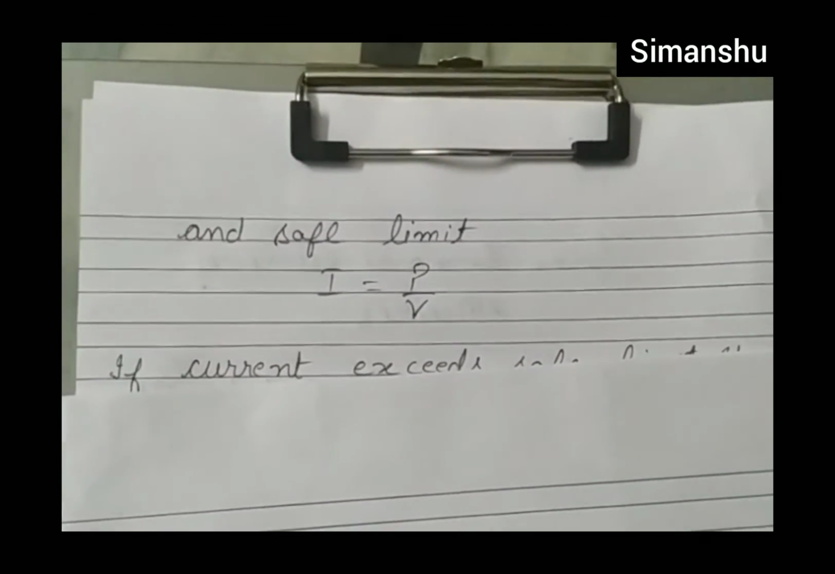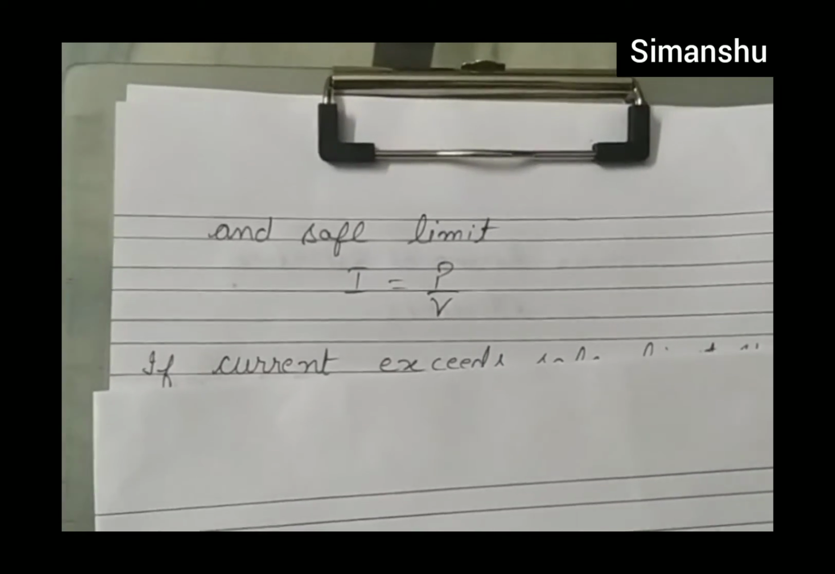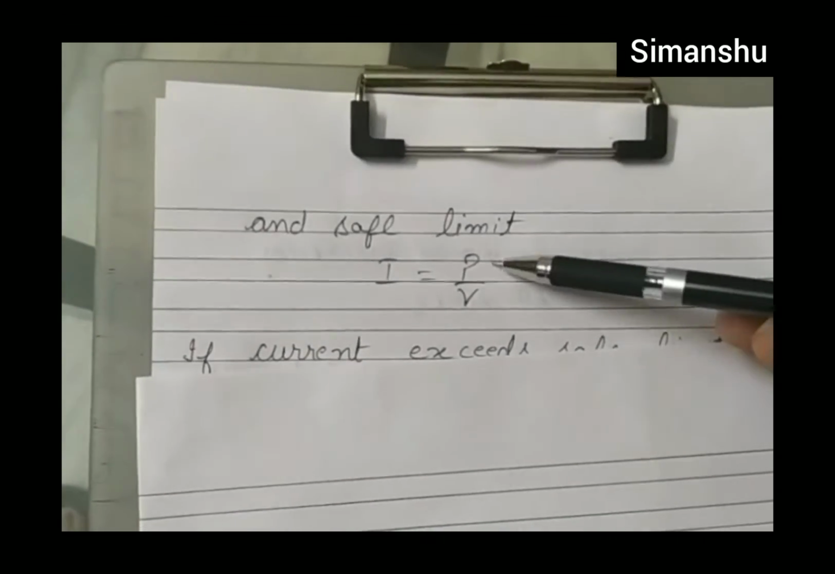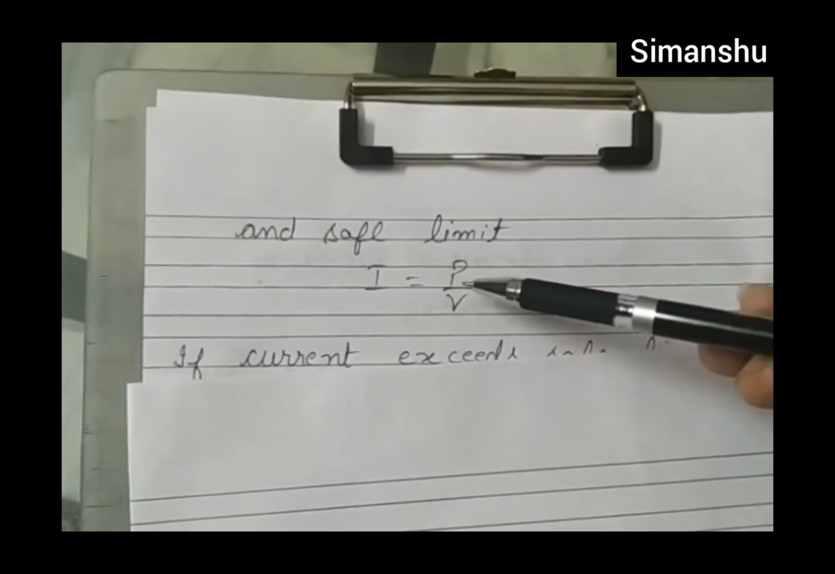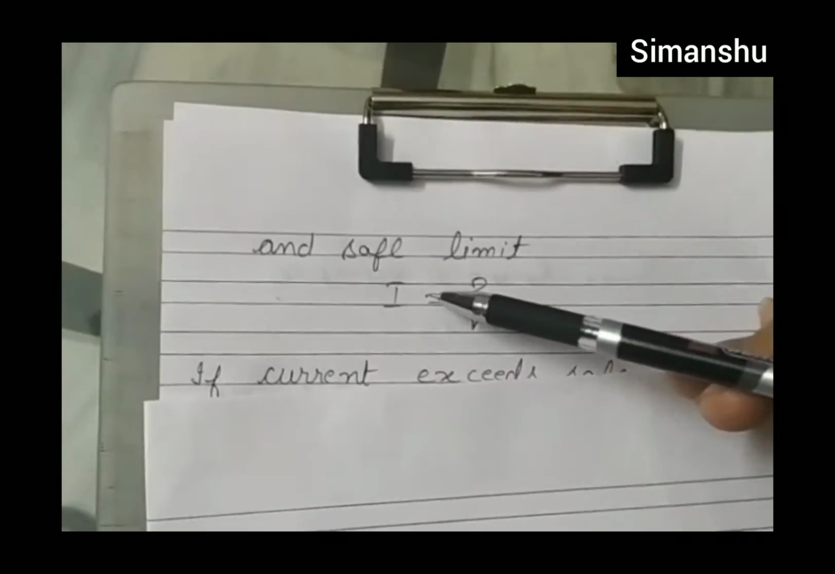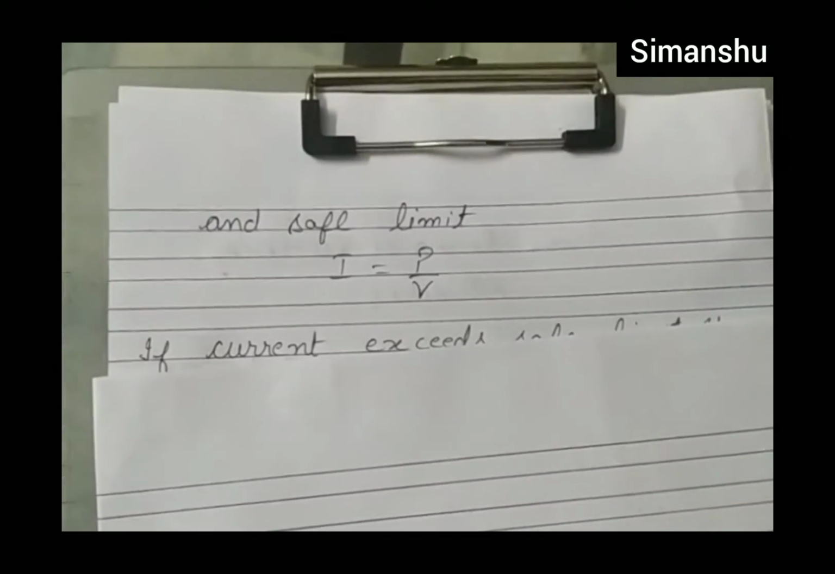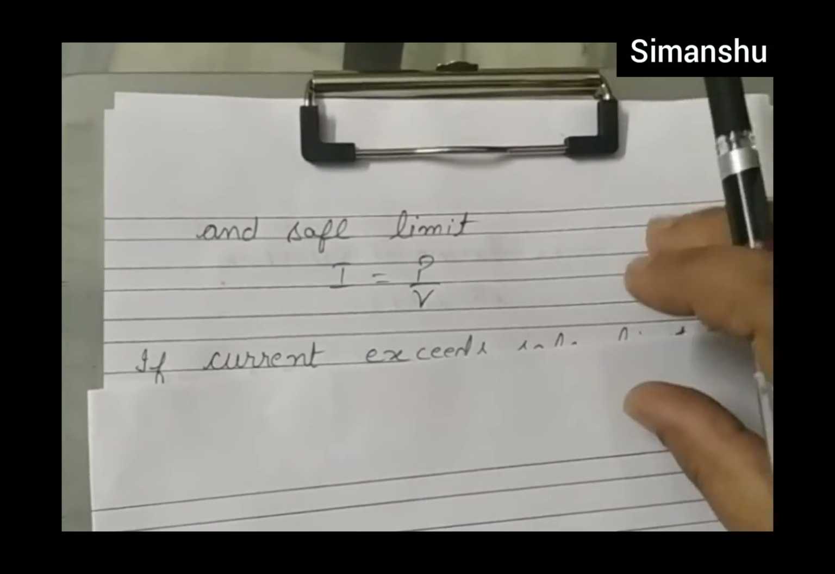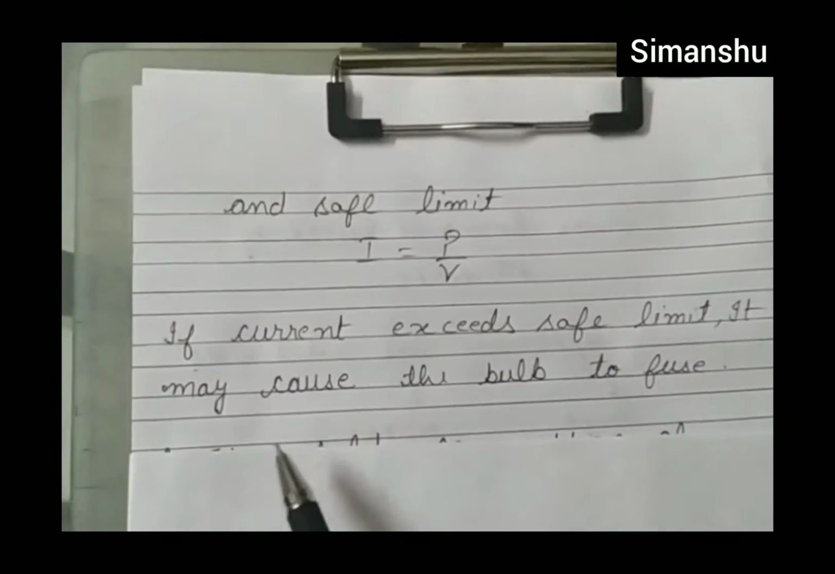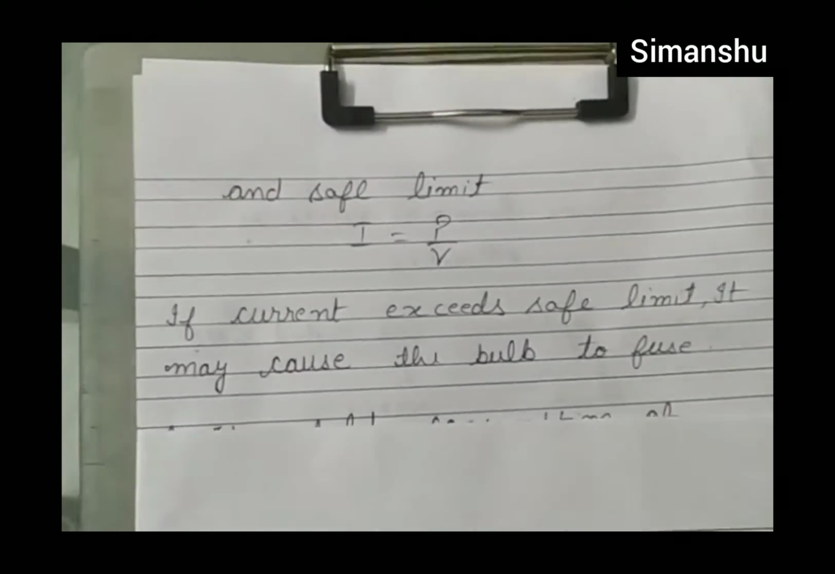And the next thing we talked about was the safe limit. Further, we know P and V. By applying the formula I is equal to P upon V, we can calculate the current that is safe for the appliance. Okay. So if the current exceeds the safe limit, it may cause the bulb to fuse.